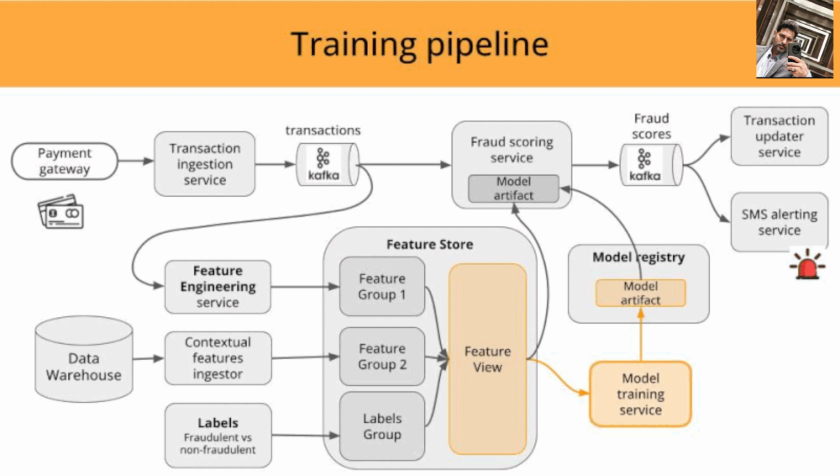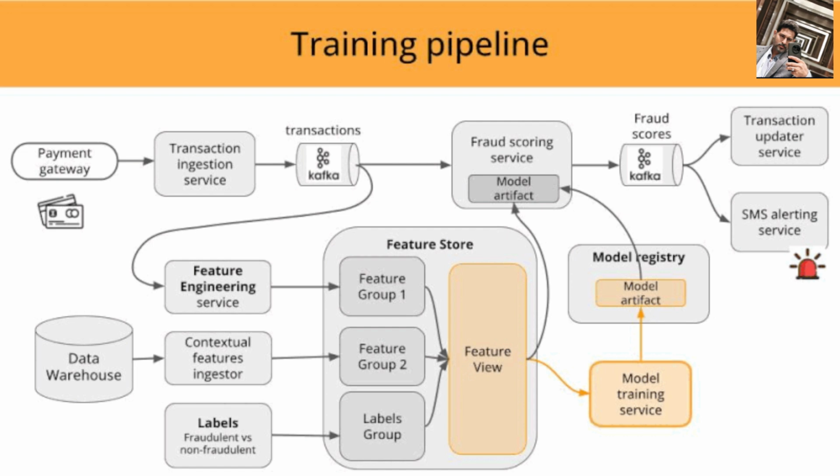Crucially, to teach the model what fraud looks like, we need labels. These tell us whether past transactions were actually fraudulent versus non-fraudulent. This is the ground truth that the model learns from. All the engineered features are stored in a feature store. This is a centralized repository for managing and serving features. It's organized into feature groups, grouping related features, and a labels group for our target variable. The feature store ensures consistency and makes it easy to access features for both training and serving.